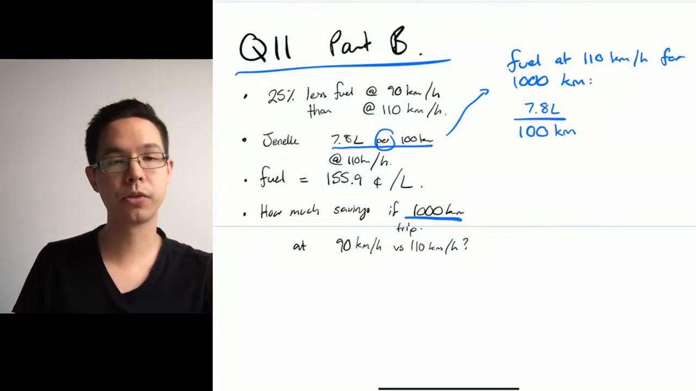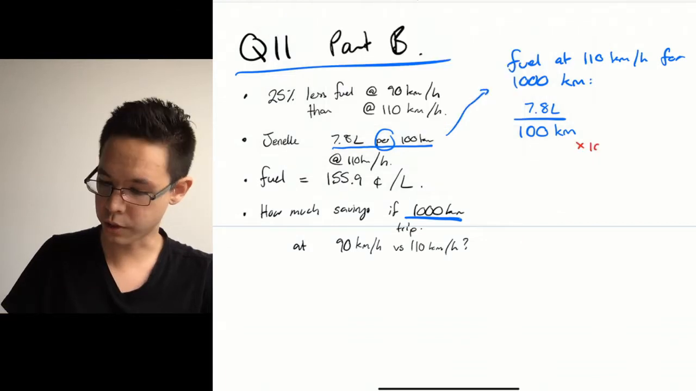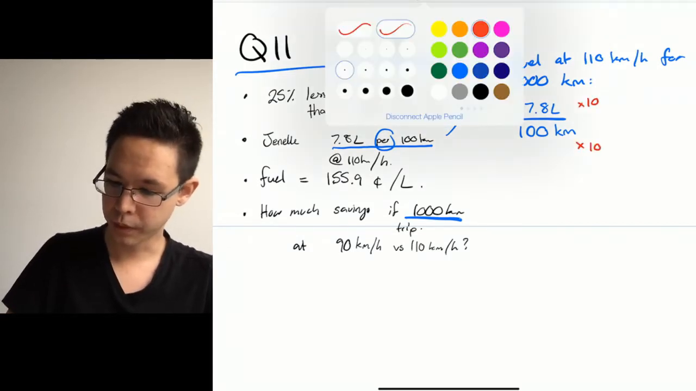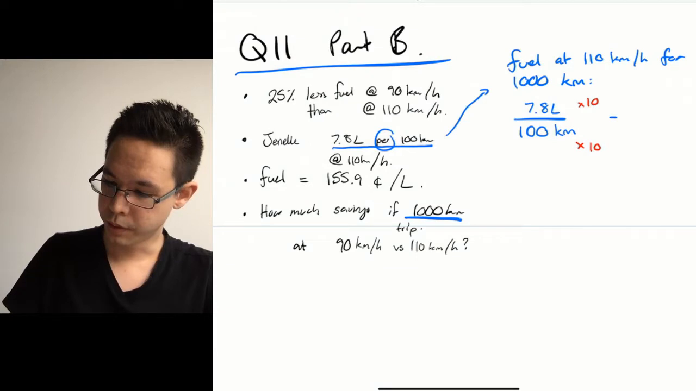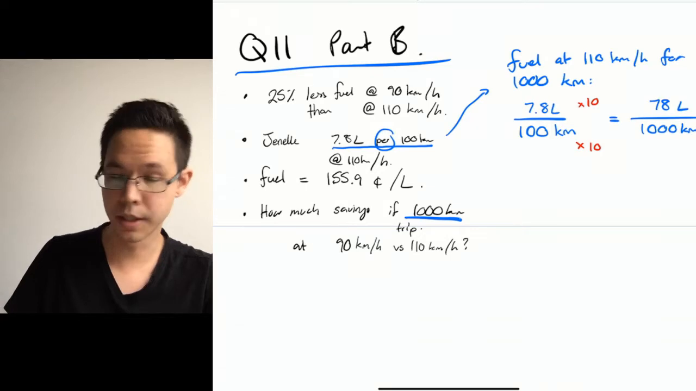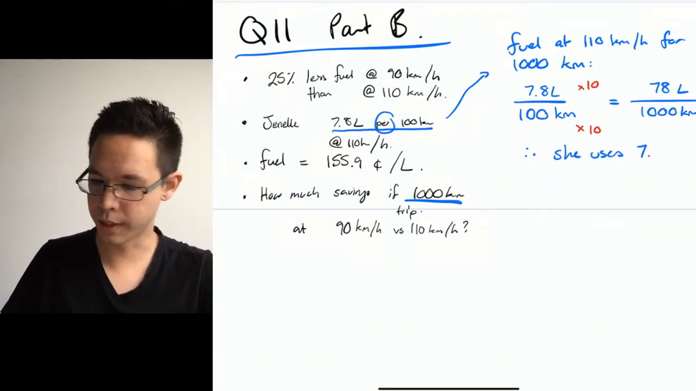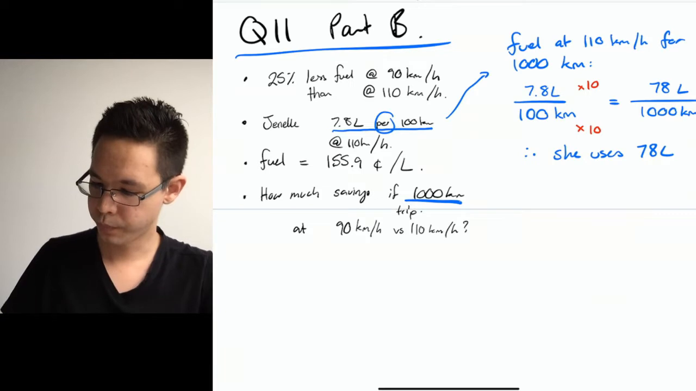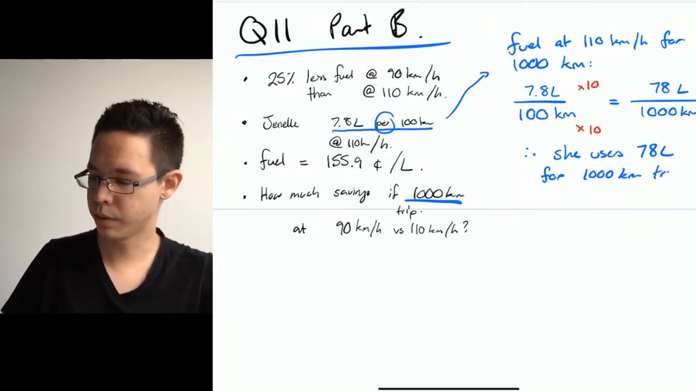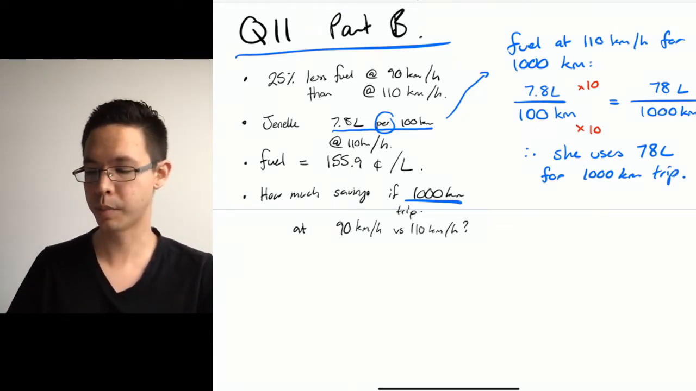Okay, and I know that this trip is 1,000 kilometers, so all I have to do is just scale this fraction 10 times, top and bottom, and that would give me 1,000 kilometers on the bottom, and obviously 7.8 liters on the top. So therefore, she uses 78 liters for the 1,000 kilometer trip.